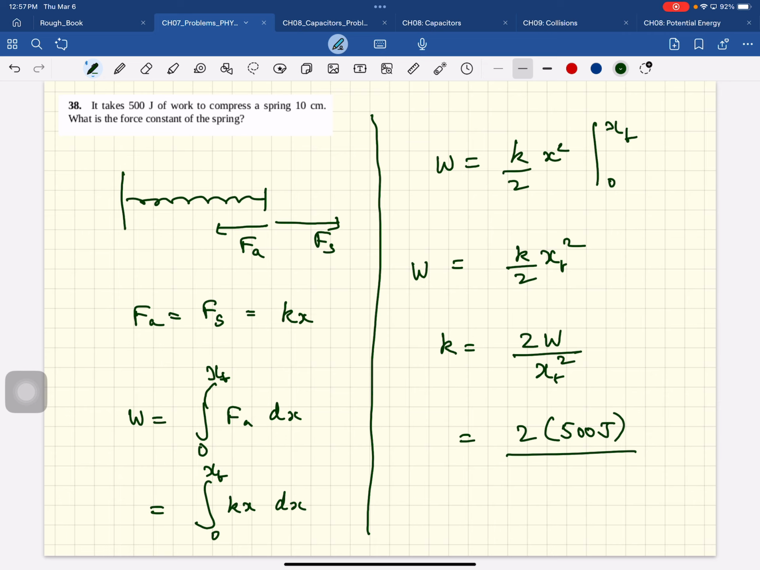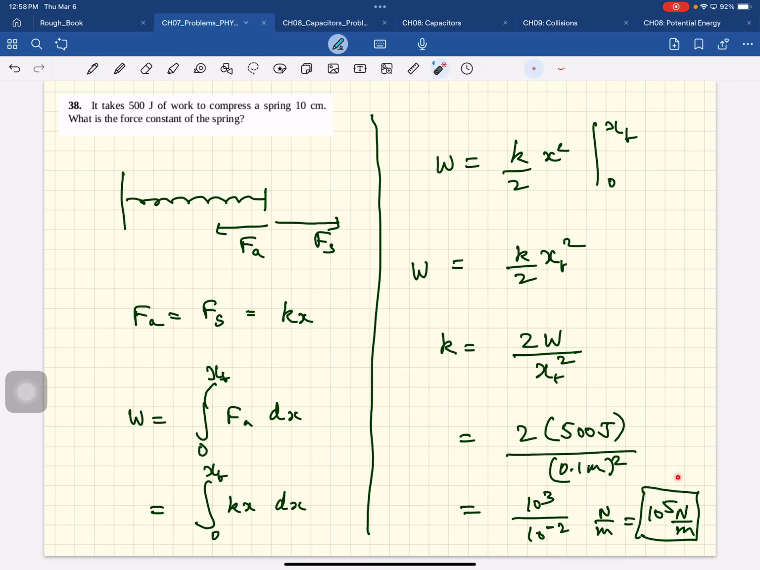Okay, and what units would you put it in? Meters. So 0.1 meters squared. And so this is 10 to the minus 2. This is 1,000. Okay, so that is 10 to the 5 Newton per meter. Okay, so that's the spring constant.